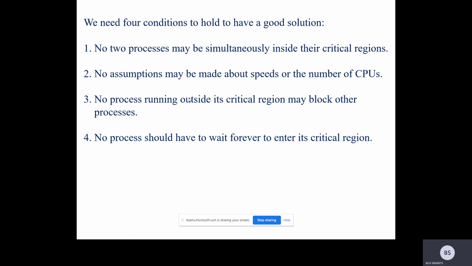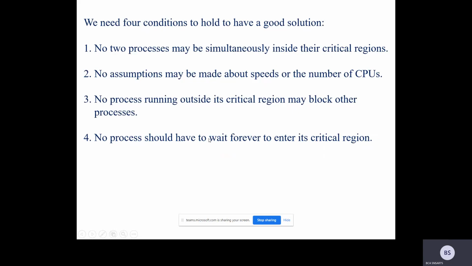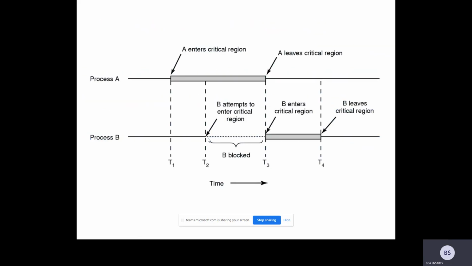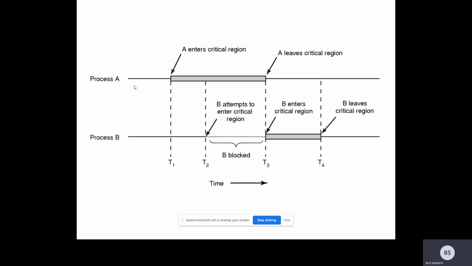Third, no process running outside the critical region may block another process. For example, A is in the critical region, B is in a non-critical region. The process which is running outside should not preempt or block any process from the critical region. Fourth, no process should have to wait forever to enter the critical region. For example, if A holds for a lifetime, B will not be allowed to enter the critical region. This situation should be avoided.